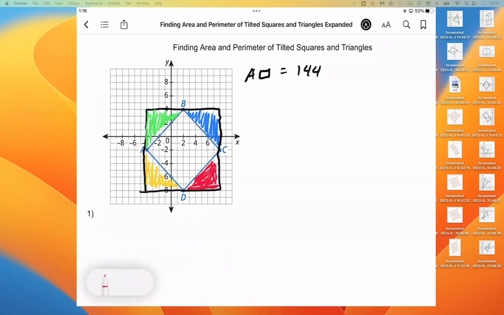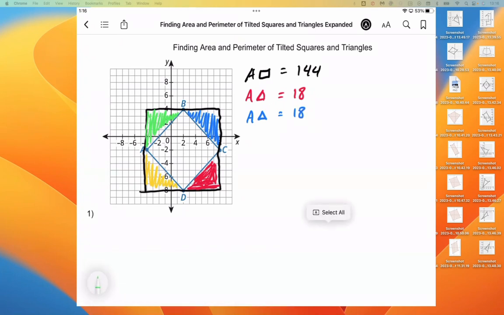Now we need to look at the triangles that we would be cutting off to get down to just having the blue square left. The area of the red triangle, that triangle is 6 by 6. So that's 36. Half of 36 is 18. And it turns out that the blue triangle is the same. So the area of that triangle will also be 18.